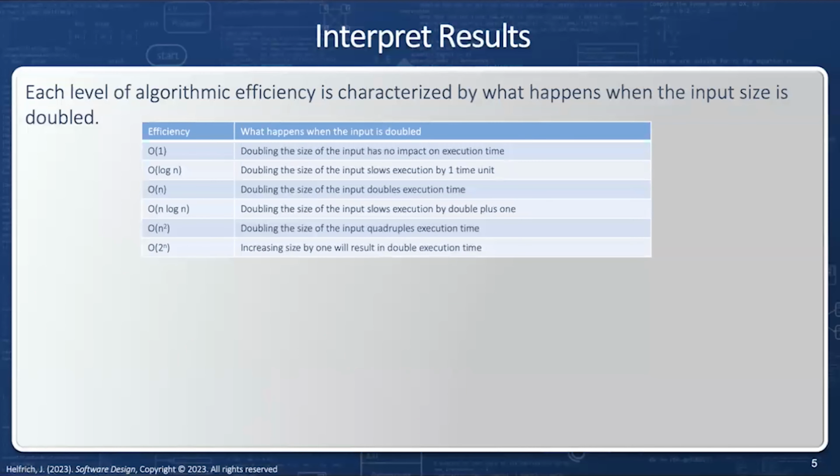Each level of algorithmic efficiency is characterized by what happens when input size is doubled. Now, with O(1), doubling doesn't change a thing. O(log n), doubling the size of the input slows execution by 1 time unit. O(n), double the size of the input, doubles the execution time. N log n will double execution time plus 1. N squared will quadruple execution time. And 2 to the n, increasing the size of the input by 1, will actually double the execution time.